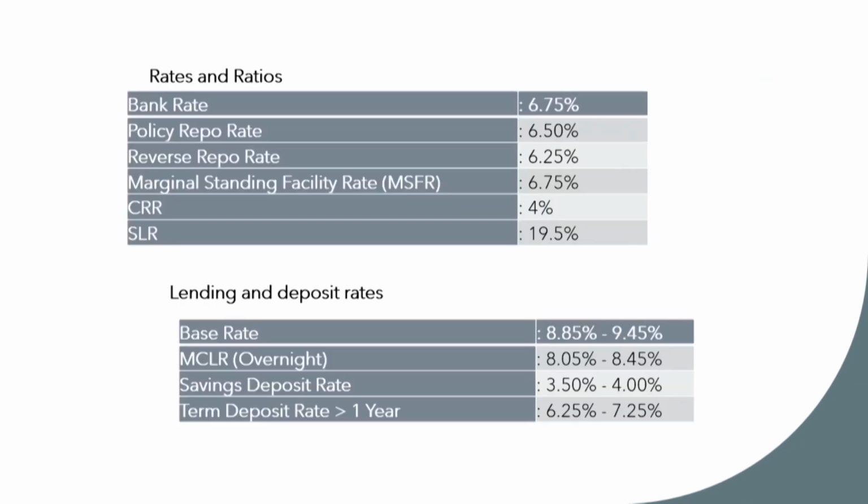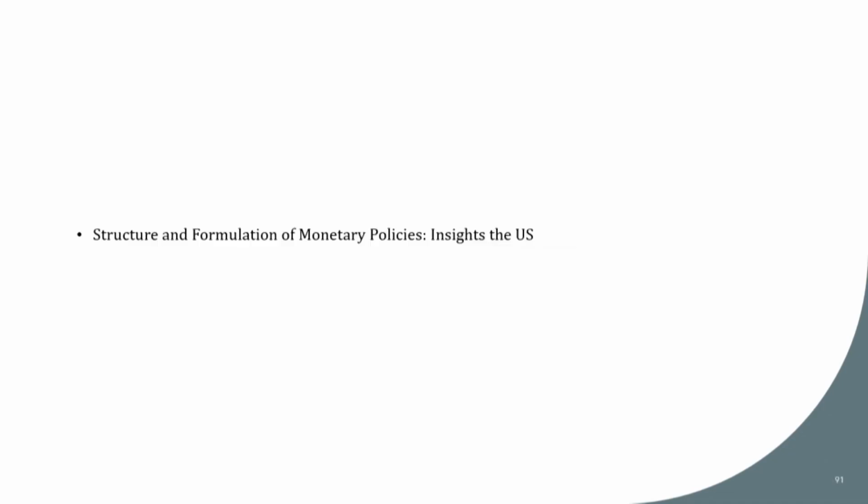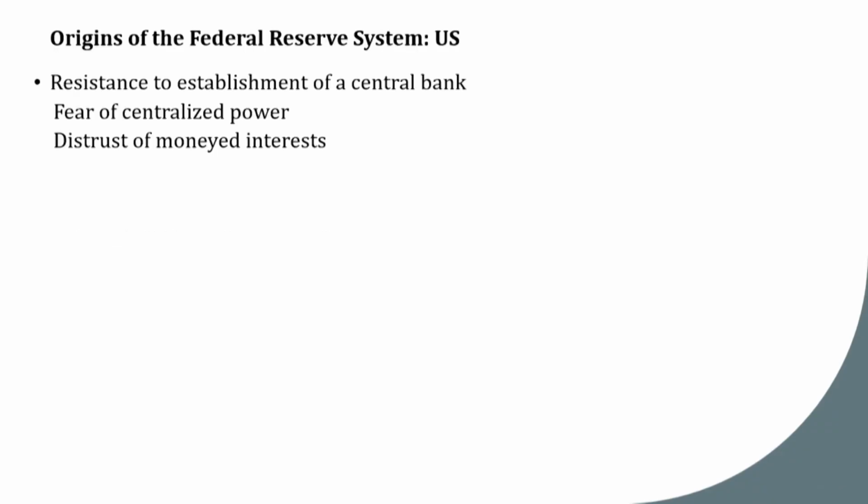Also, just to give a flavor, I'm showing some rates and ratios, including the bank rate, policy repo rate, reverse repo rate, SLR, CRR, etc. Having discussed this, let's now move to how monetary policy is structured and formulated in the US, one of the largest economies in the world. Let us see how they formulate monetary policy.